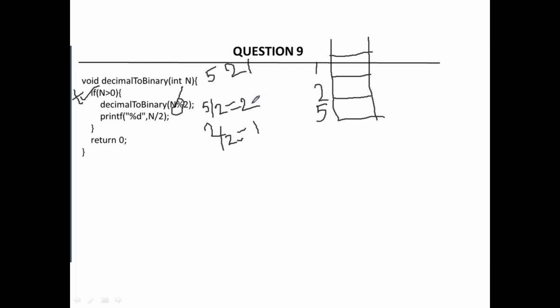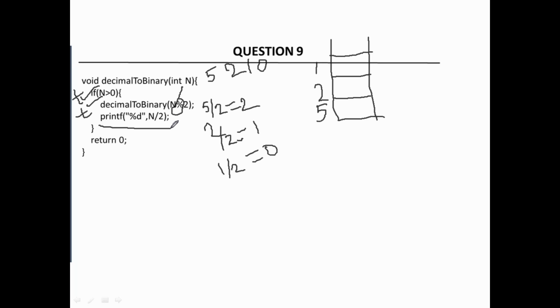So that one will be stored here in the recursion. 1 greater than 0, again the condition is true. So 1 divided by 2, you will get 0. Whenever you get 0, it will stop the recursion. Observe here. What is there here? printf, %d, n divided by 2.